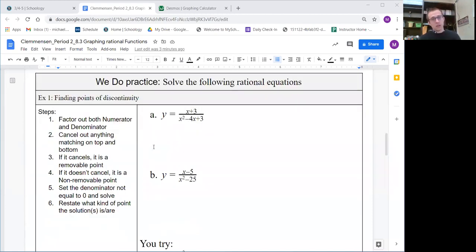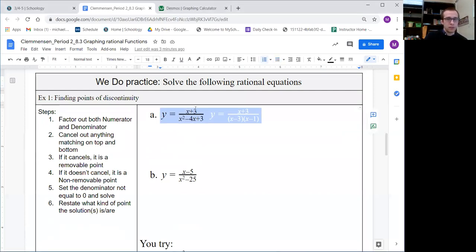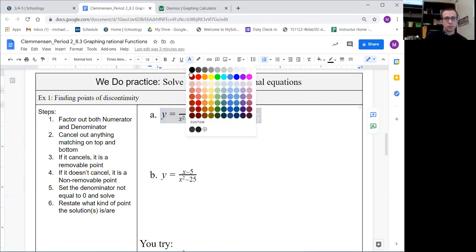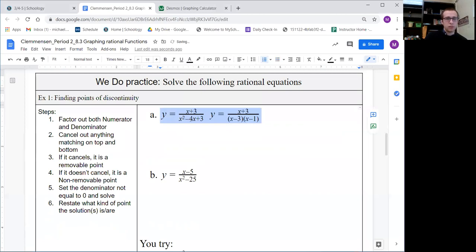To find what cancels out and what doesn't, we first need to factor our function. So we factor the numerator and the denominator. The x plus 3 is already factored. Then we just need to factor our denominator of x squared minus 4x plus 3. We could use our x method: two numbers that multiply together to get 3 and add to be -4 are -3 and -1. So we put that -3 and -1 down there.